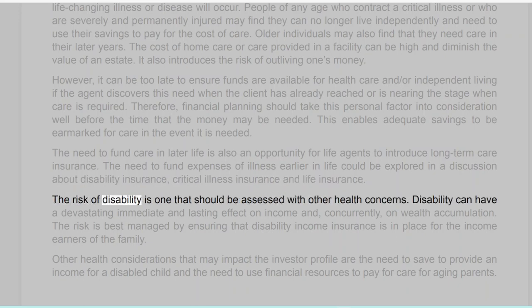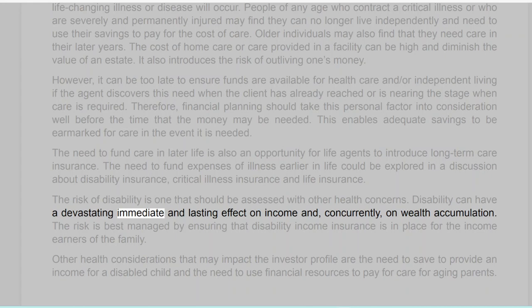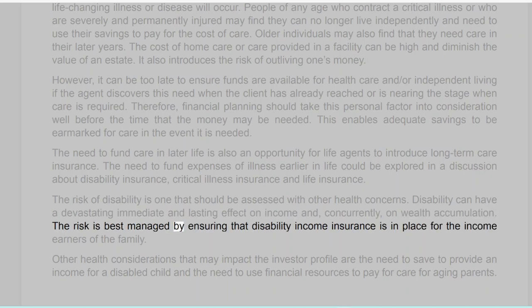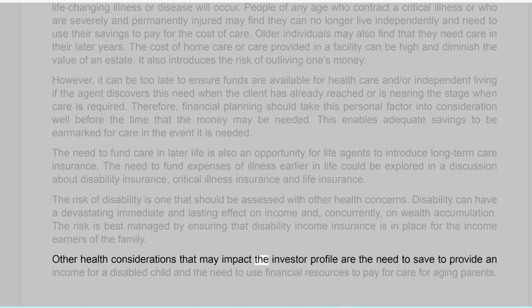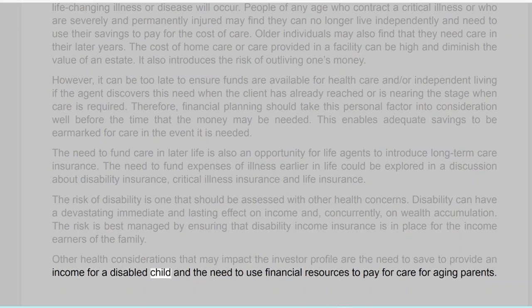The risk of disability is one that should be assessed with other health concerns. Disability can have a devastating immediate and lasting effect on income and, concurrently, on wealth accumulation. The risk is best managed by ensuring that disability income insurance is in place for the income earners of the family. Other health considerations that may impact the investor profile are the need to save to provide an income for a disabled child and the need to use financial resources to pay for care for aging parents.